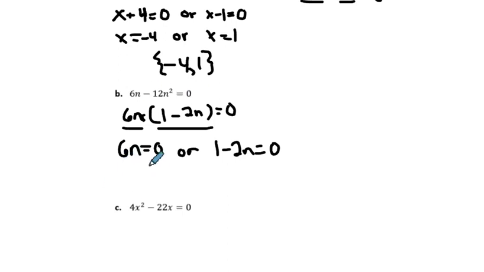All right, so divide both sides by 6, we get n equals 0. Or, on this one, subtract 1 from both sides, we get negative 2n equals negative 1. Divide both sides by negative 2, and we get n equals positive 1/2. So there are your two solutions. We show that in a set in numerical order, 0, 1/2.